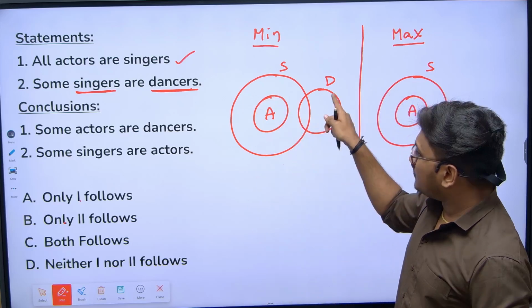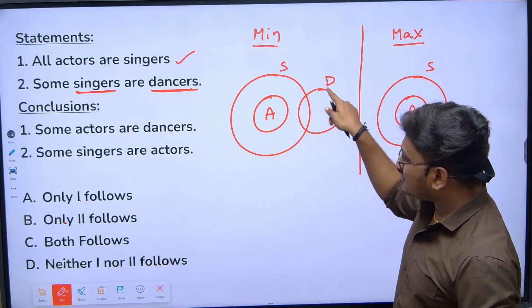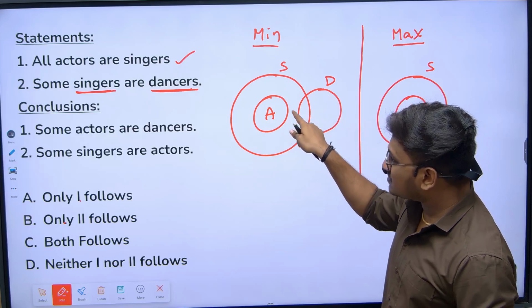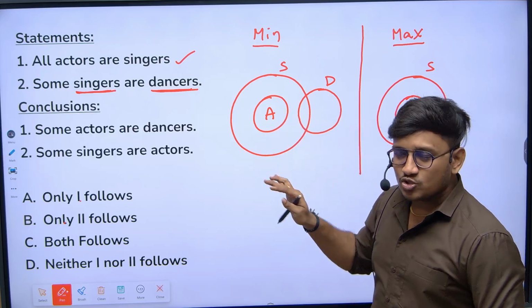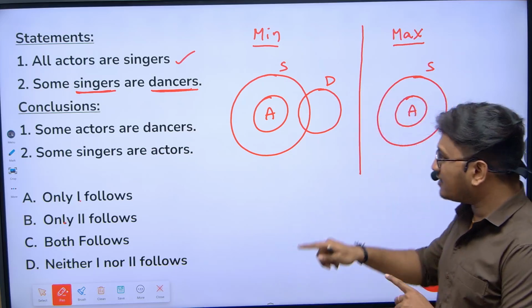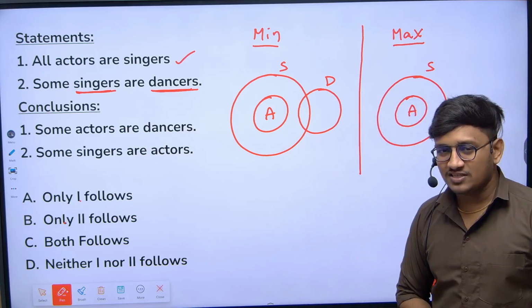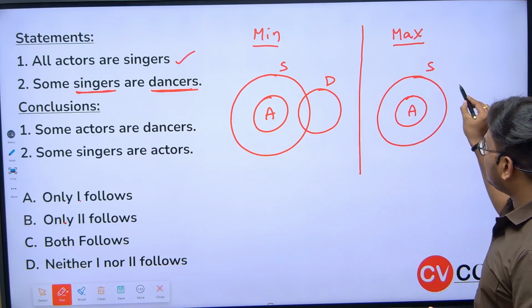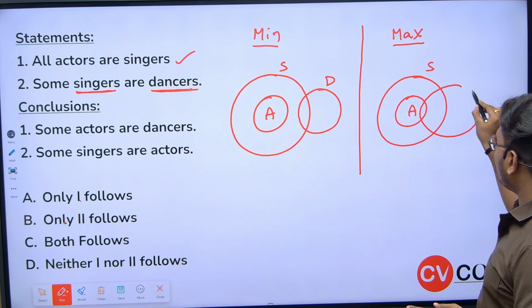If you observe, some singers are dancers is getting satisfied, but this dancer circle is not disturbing the actor circle, right? So in the minimum case, you should not disturb any other circles. Now when it comes to the maximum case, what the maximum case tells us is we can disturb the remaining circles as well.